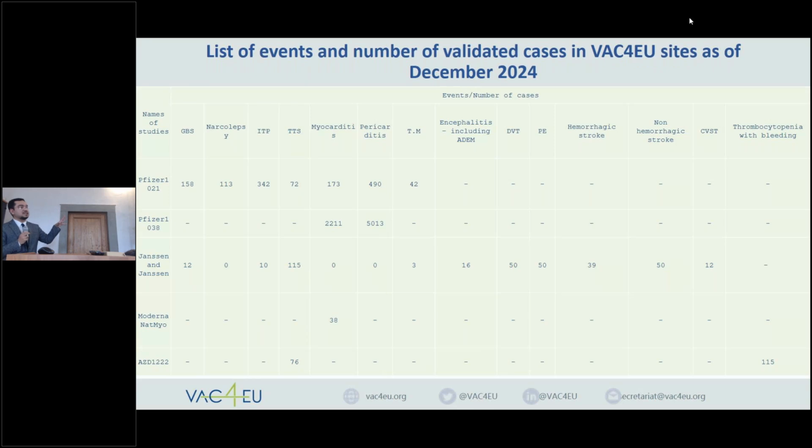Here you can see the number of real case validations up to last December. As you can see, we validated a large number of cases for myocarditis, pericarditis, ITP, and after that TTS. We have different studies with different events, so it's still ongoing.